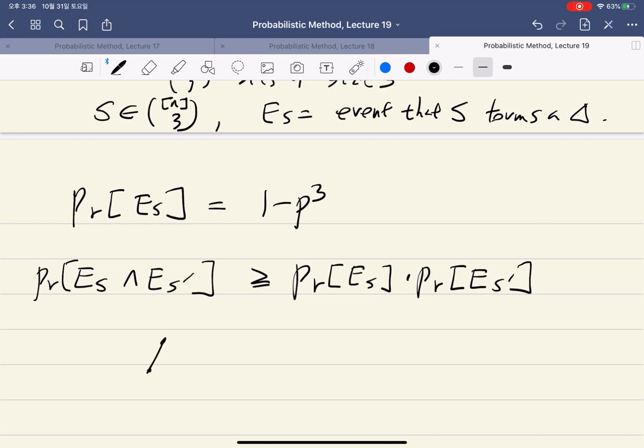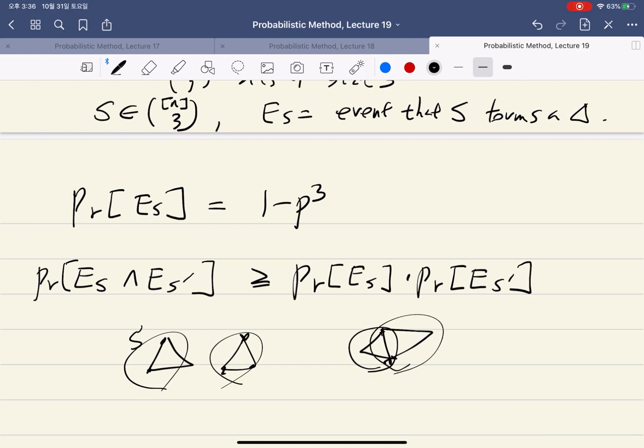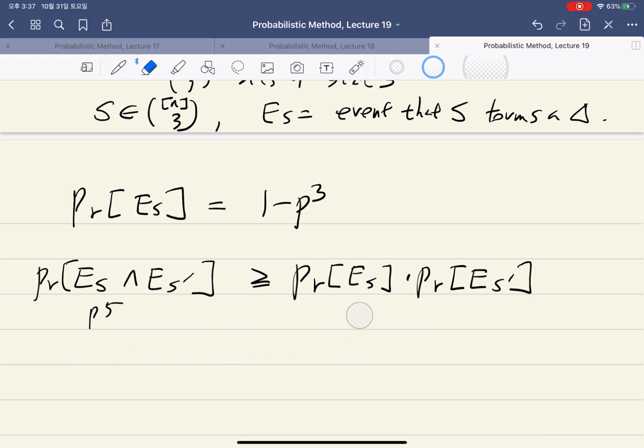because if S and S prime share at most one vertex, then the events that they form triangles are independent. If not, if they share two vertices, meaning one edge, then the probability that both of them happen is p to the 5, while this is p to the 3 times p to the 3. So meaning that these are positively correlated. Increasing events.